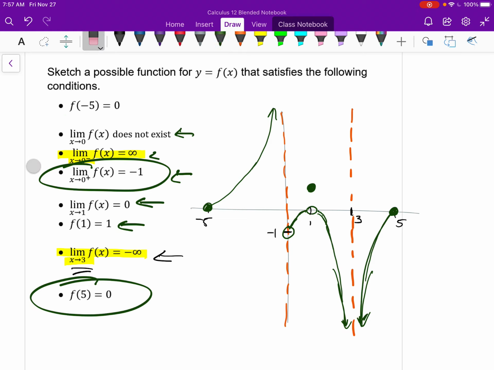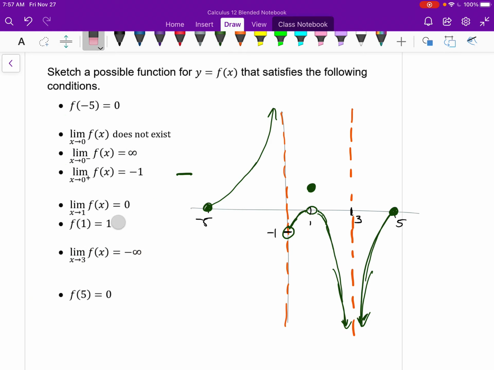And before I go on, let me erase all of this and just double check that everything's correct. Now, to be honest, I know it is, but this is what you'd want to then do, is just double check. There's a lot of characteristics. Is f at -5 0? Yeah. Does the limit as we approach 0 not exist? Yes, because it's different from the left and the right. The limit as we approach 0 from the left is infinity. The limit as we approach 0 from the right is -1.